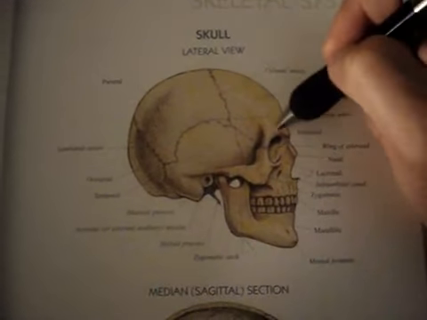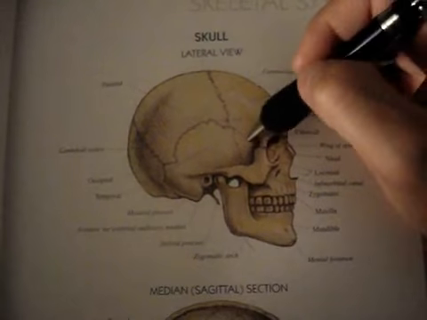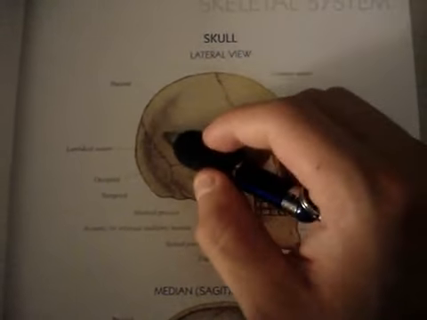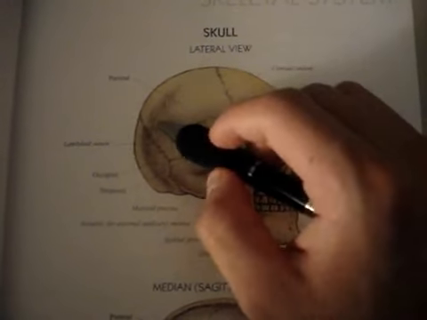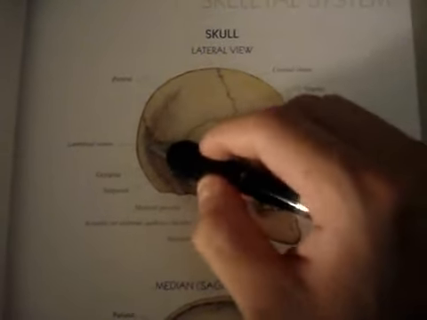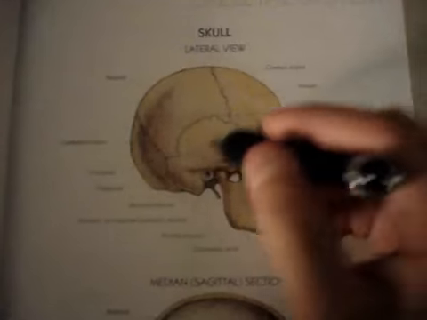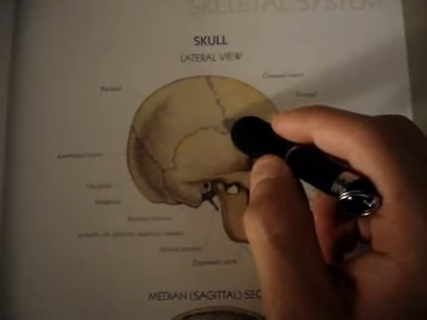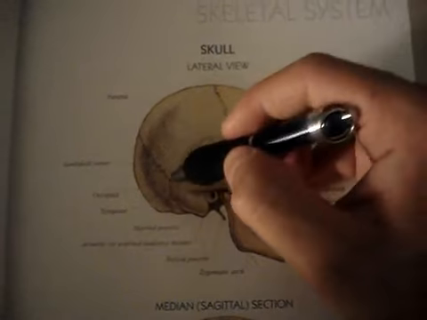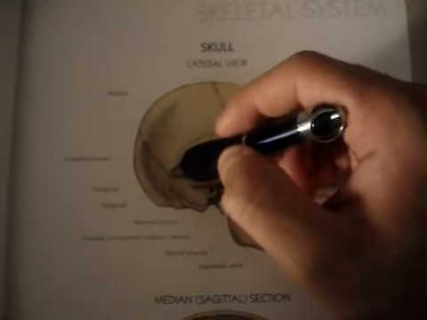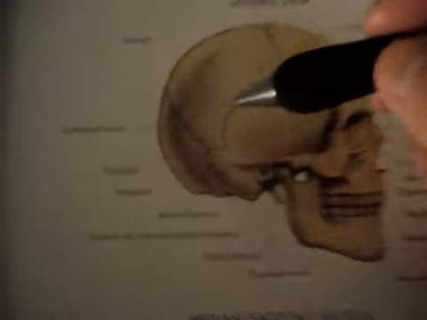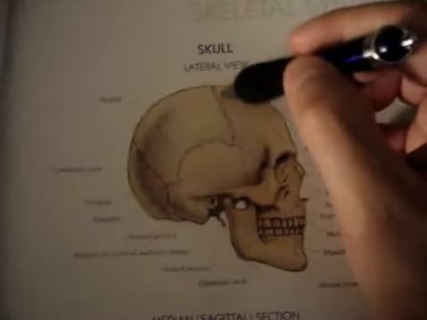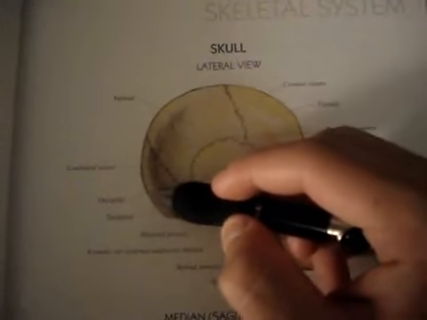Here is a bone forming the forehead. It is called the frontal bone. Then the parietal bone, most of the head. And finally at the back, the occipital bone. The line here is called the coronal suture, and this line here is called the lambdoid suture. Lambdoid, if you look for the spelling, lambdoid suture. Coronal suture, lambdoid suture.